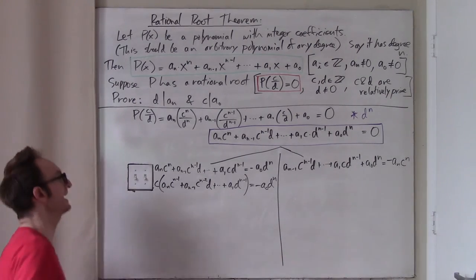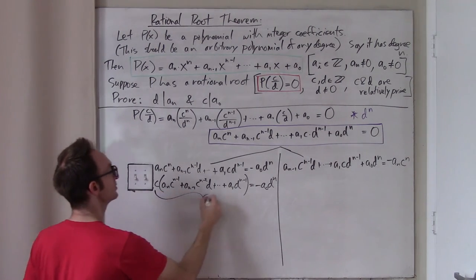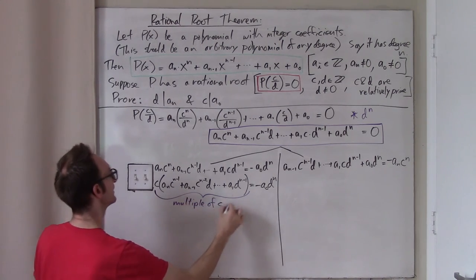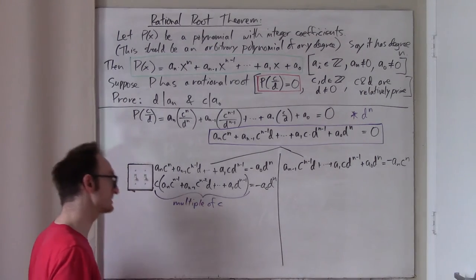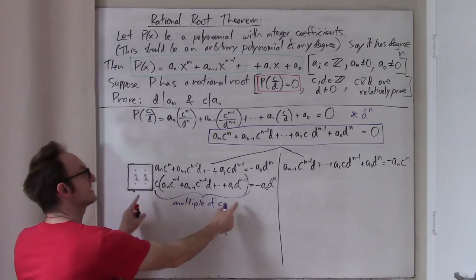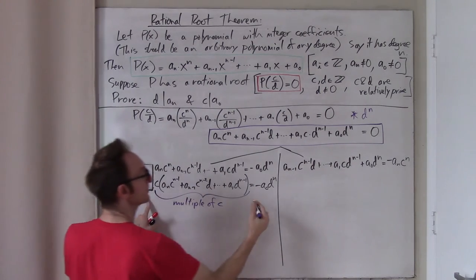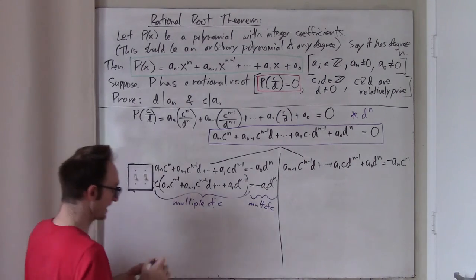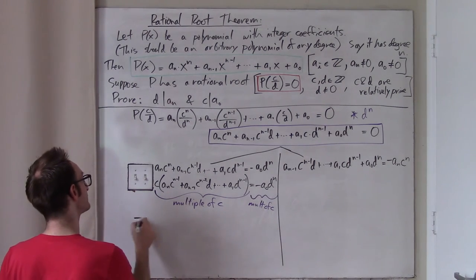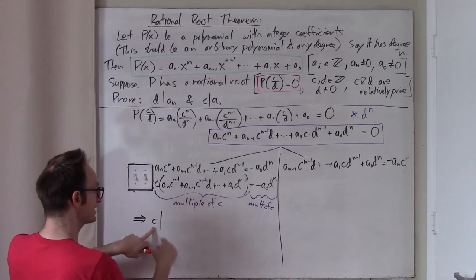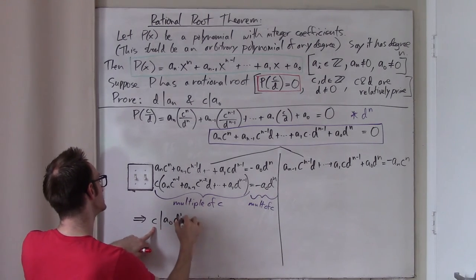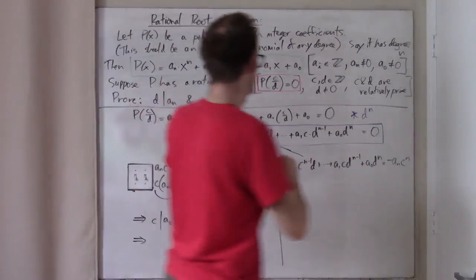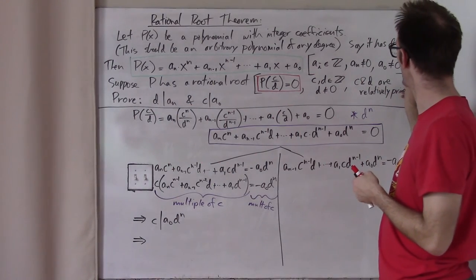It's helpful because I can now conclude something. I can conclude that this left-hand side here is in fact a multiple of c. But if the left-hand side of this equation is a multiple of c, then that means that the right-hand side must also be a multiple of c. Okay, in other words, I conclude that c is a factor, or rather that c divides a sub 0 d to the n.